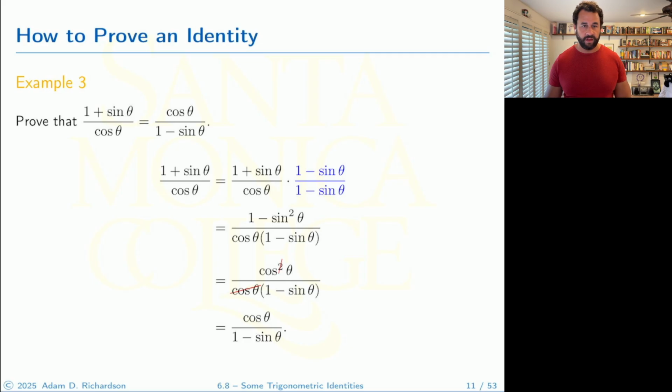In the denominator, there's just a product, right? Cosine theta times 1 minus sine theta. And then what happens? Oh, yeah. This right here is a modification of the Pythagorean identity. So remember, cosine squared theta plus sine squared theta equals 1. So that means that cosine squared theta is equal to 1 minus sine squared theta, just like that.